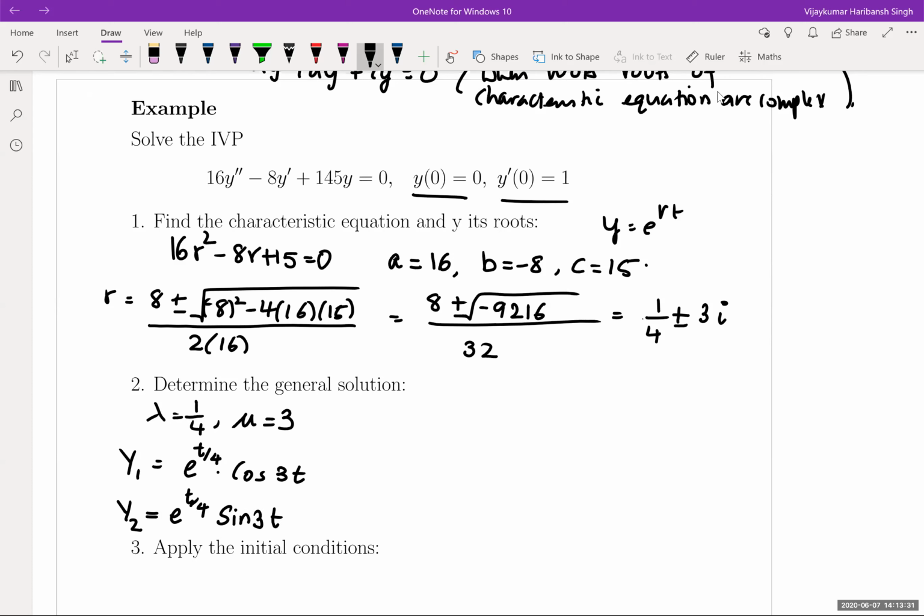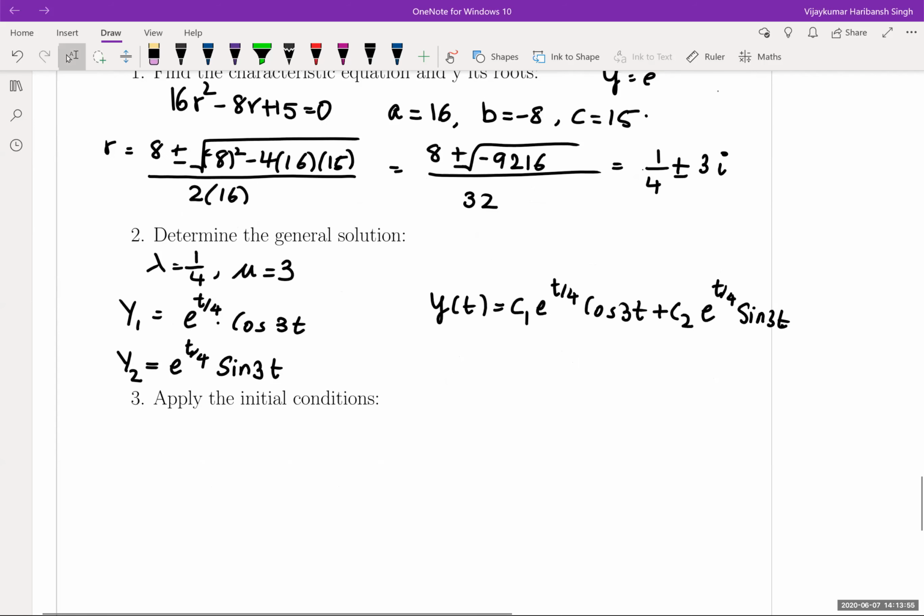So these are the solutions, and the general solution is a linear combination of these using the superposition principle. So C1 e to the power t by 4 cos 3t plus C2 e to the power t by 4 sine 3t. So this is a general solution. Now you want the unique solution which comes because of the IVP, the initial value, right? So for that we need to look at the first condition. So y of 0 is 0.